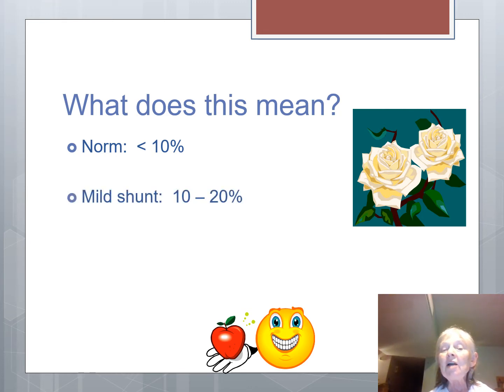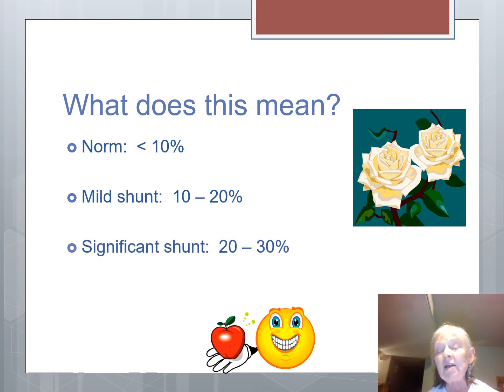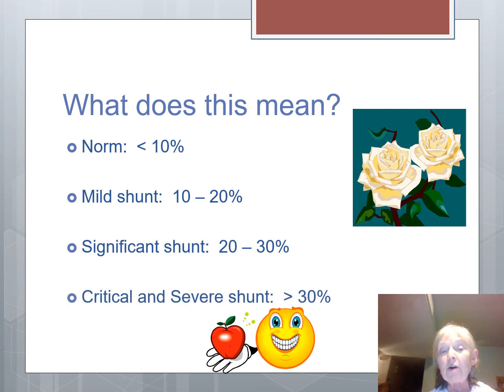A mild shunt is somewhere between 10 to 20%, and I'm going to come back to this in just a minute. If you're somewhere between 10 and 20, that's not terribly bad, but we're still going to worry about you quite a bit. A significant shunt is anything between 20 and 30%. And the last, a very severe, critical one, is anything greater than 30%. This is where we have some major oxygenation issues going on.